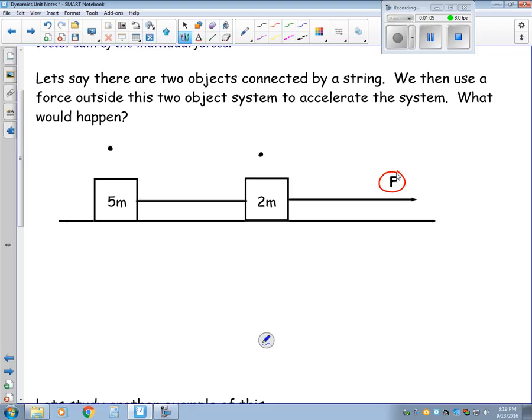So for this first one, we have our force that's pulling on it. We have a normal force. We have a gravitational force. And we actually have two forces pulling back. We have this tension force because of the string, but we also have some kinetic friction because there are two surfaces in contact. So we've got two forces pulling back.